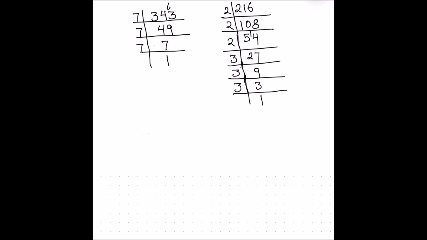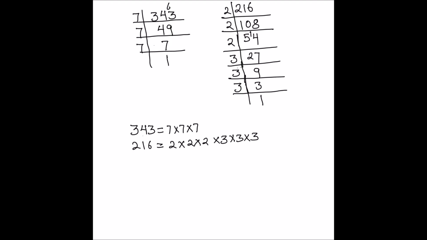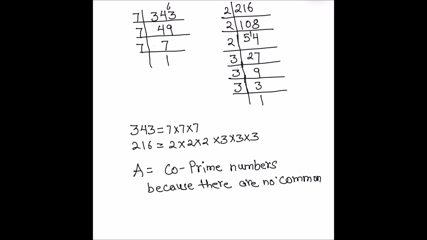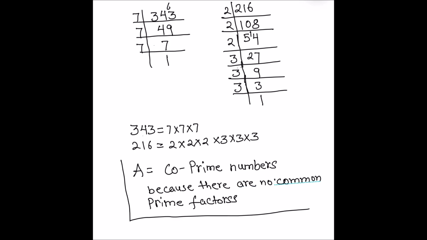So now we got the factors of both the numbers. 343 is 7 times 7 times 7. And 216 is 2 times 2 times 2 times 3 times 3 times 3. So we do not have any common factor. So our answer will be co-prime numbers because there are no common factors, no common prime factors. So this is our final answer for part D.